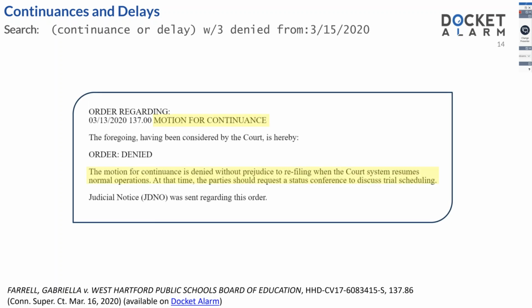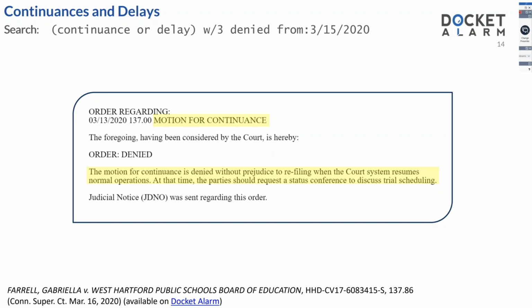I found one particular case in Connecticut Superior Court, so this is a state court in Connecticut, where they basically denied the continuance without prejudice, and basically said they're going to punt it until the court reopens. So this is a quasi-denial. I'm not really sure if it counts. Regardless, this just illustrates how different courts are approaching this problem differently. And knowing what your court is going to be doing is pretty key. So being able to, if you have another case pending in front of Connecticut State Superior Court.